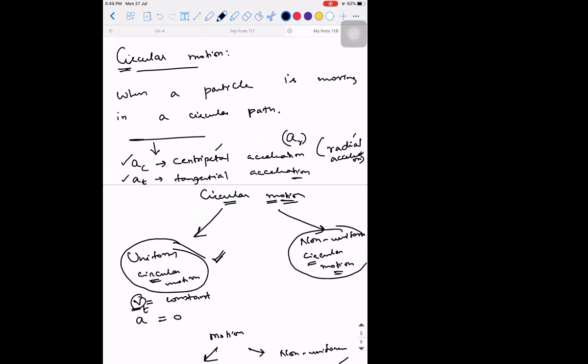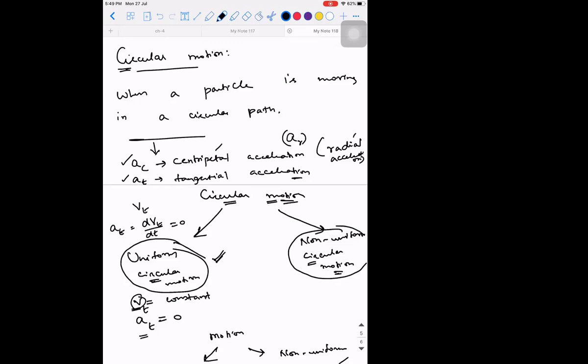Now, which acceleration among these two will be 0? For a uniform circle, it is the tangential acceleration that will be 0, because tangential acceleration is dvt divided by dt, the derivative of a constant with respect to time. What is the derivative of a constant? 0.